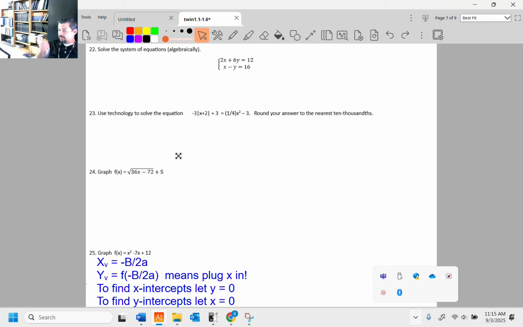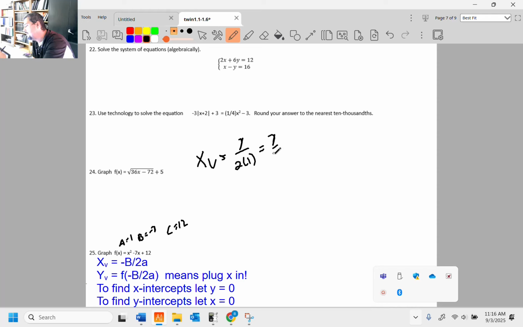Now, the vertex on this one's going to be kind of rough because it's got some fractions. So if we do the x coordinate of the vertex, we're going to do opposite b over 2a. This a is 1, b is negative 7, and c is 12. We don't need c today. Opposite of a negative 7 is a positive 7 over twice a 1. And we get 7 halves, which is 3.5, right? To find the y-coordinate of the vertex, we take that and we plug it back in.